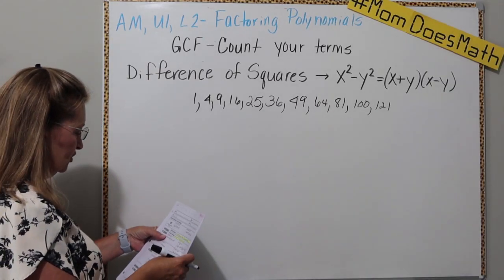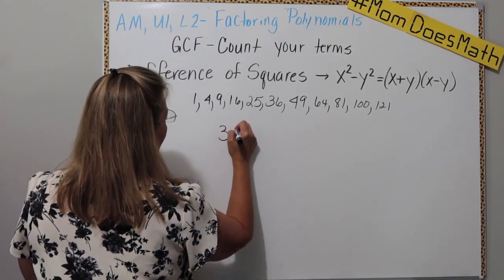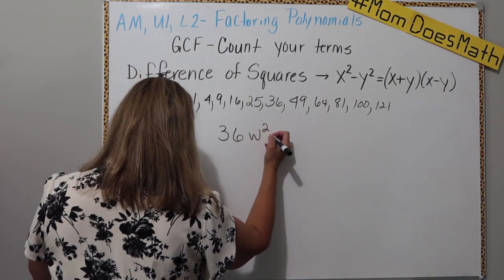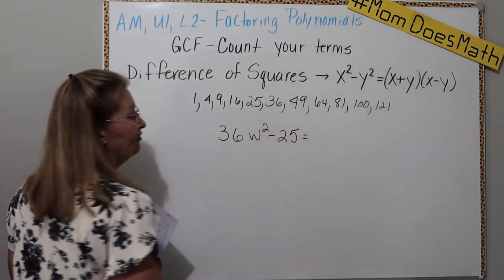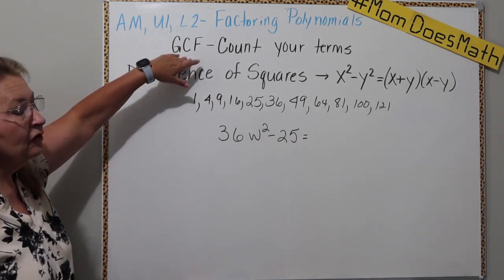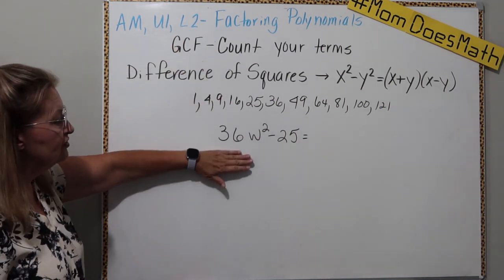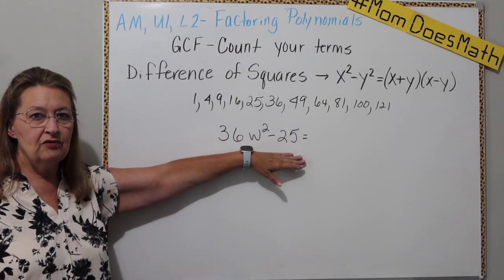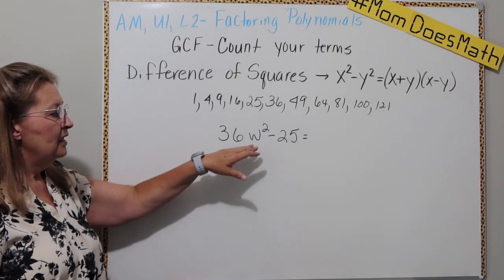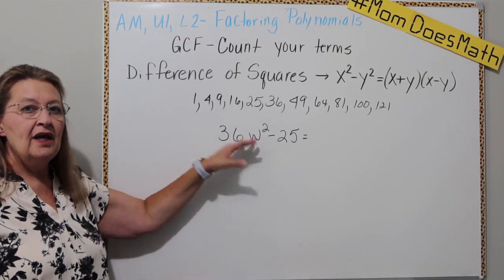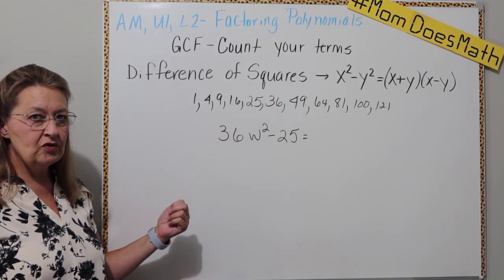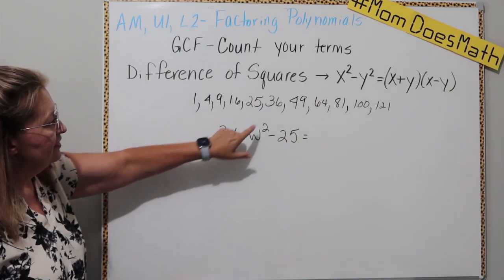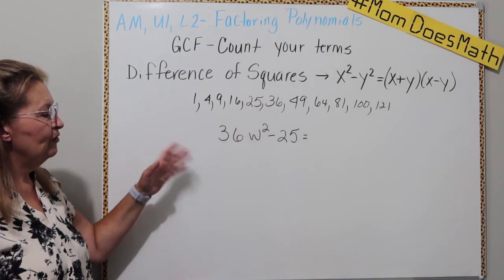So, let's just grab example 3. I've got 36w squared minus 25, and I want to factor it. So first I'm going to look for a greatest common factor, and there is not one. There's nothing that will go into 36 and 25. Now as far as your variables are concerned, any variable that has an even exponent is a perfect square. So 36 is up here and 25, we're good to go.